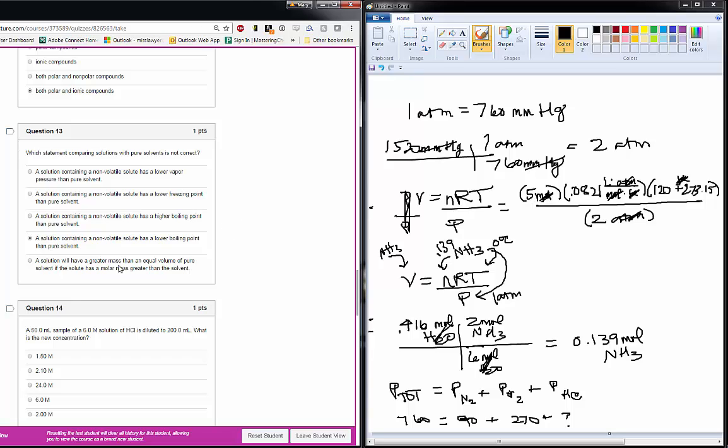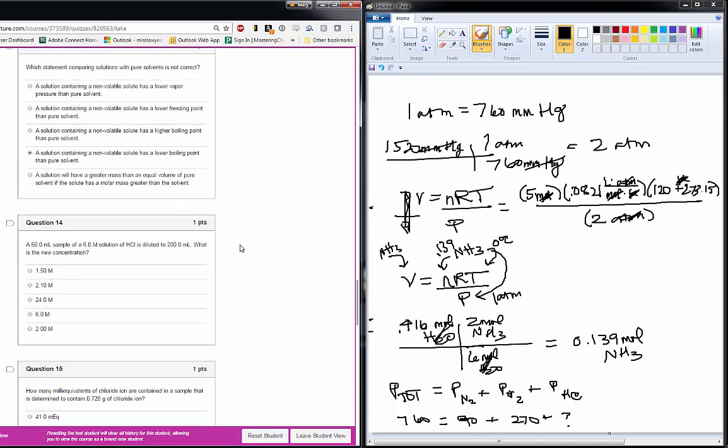And solution has a greater mass than an equal volume of pure solvent. That's true because the solute tends to fill in gaps between the solvent. And so your volume doesn't change appreciably, but your mass will.